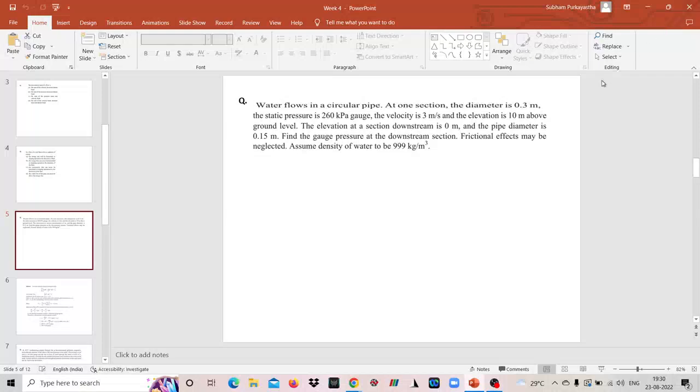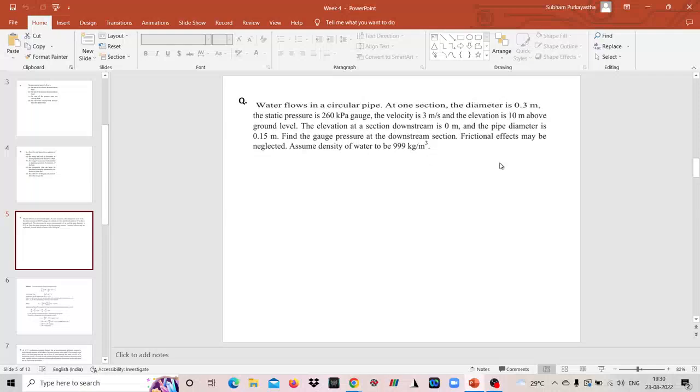So what you need to find? You need to find the gauge pressure at the downstream section. Frictional effects may be neglected. You may neglect the effect of friction, and you have to assume the density of water to be 999 kg per meter cube.